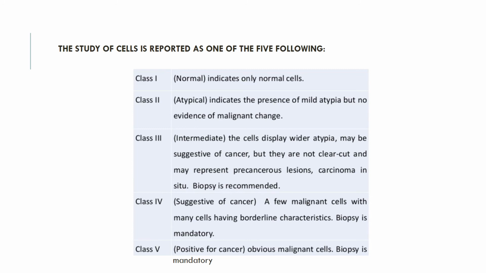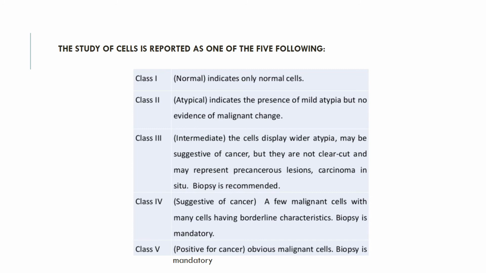Now class 3 is intermediate, in which the cells display wider atypia and it may be suggestive of cancer, but they are not very clear cut, and it may represent a precancerous lesion or carcinoma in situ. In this case, biopsy is recommended. When you see it is class 3 under the microscope, you recommend the biopsy to be done to properly diagnose the lesion.